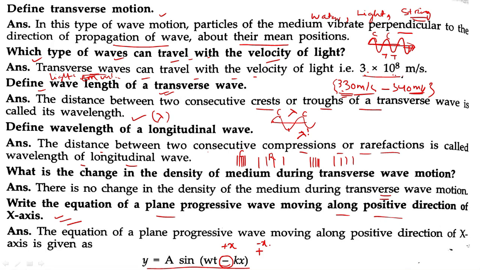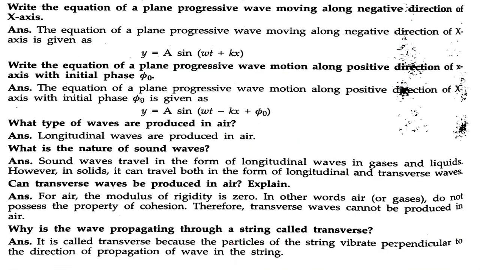Okay, clear? Next question. Write the equation of a plane progressive wave moving along negative direction of x-axis. Same thing I have already repeated. y equals a sine omega t plus kx. So plus kx means negative x direction. This is the change, plus kx.